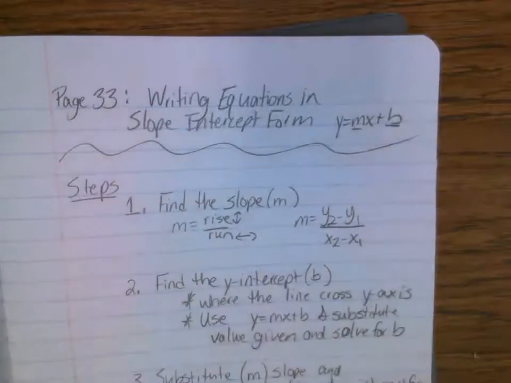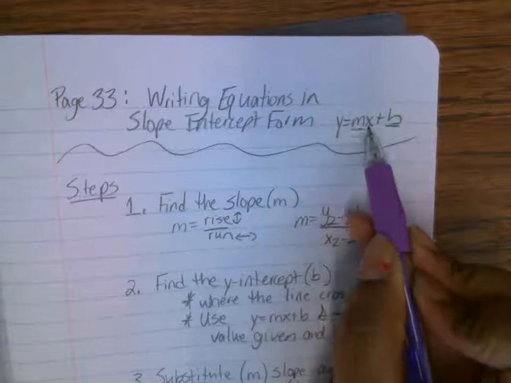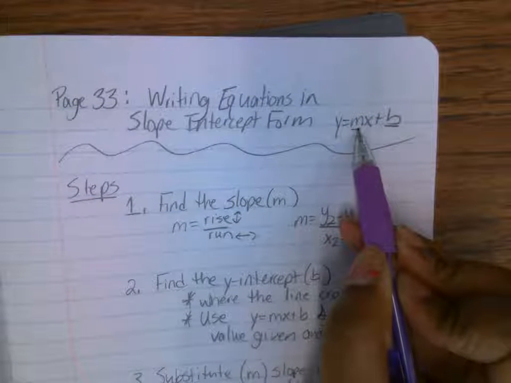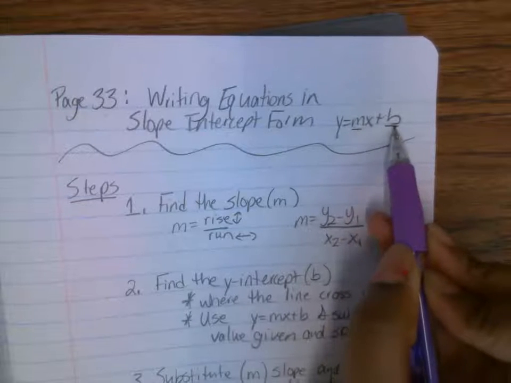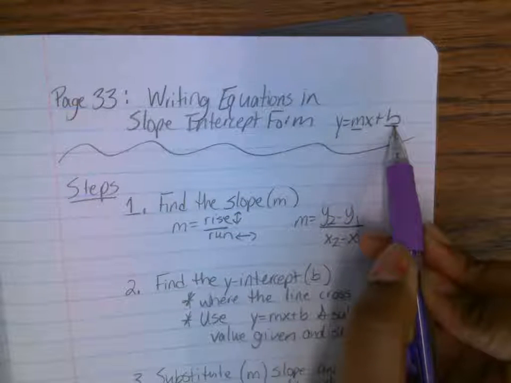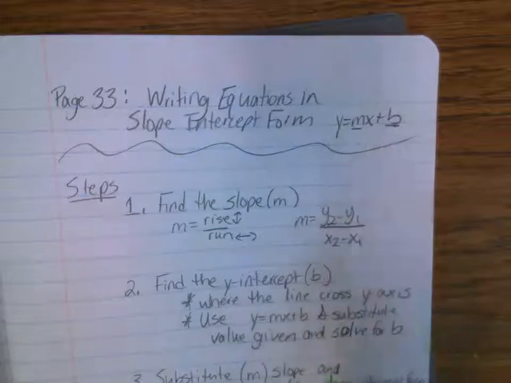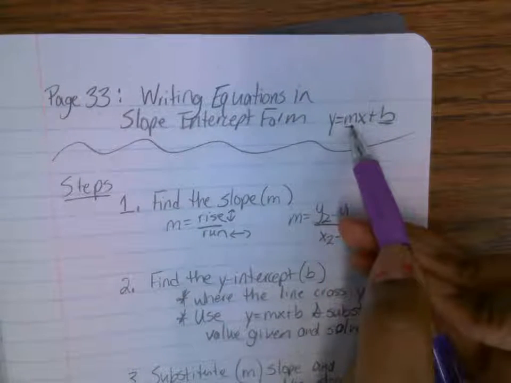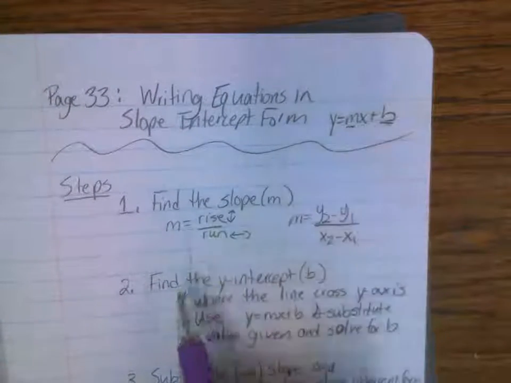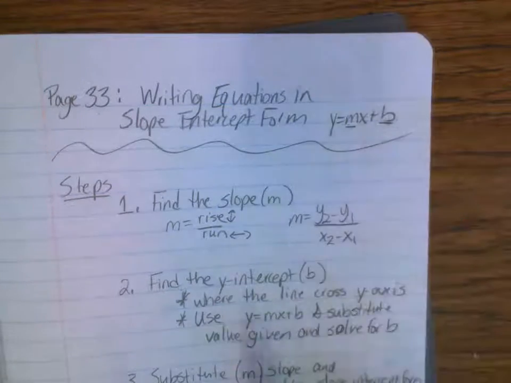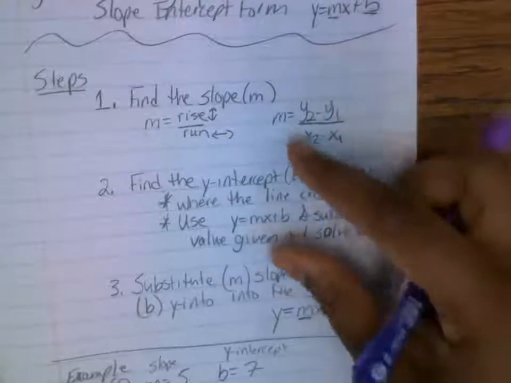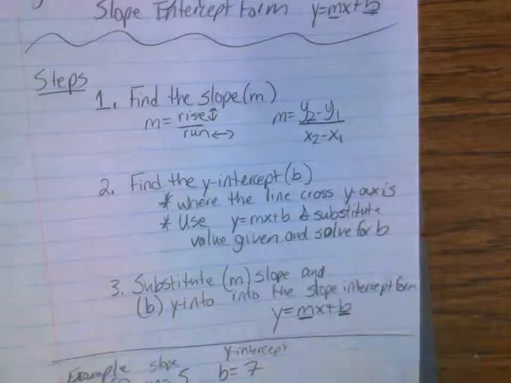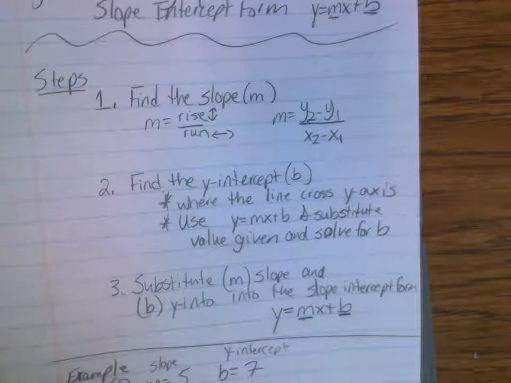And slope-intercept form looks like this. y equals mx plus b, where m represents the slope, which is a number, and b is a number that represents the y-intercept, okay? All right, so in order to write an equation, you have to first find m, then you have to find b, and then you have to substitute m and b into y equals mx plus b. So it's very simple, 3 steps. Find m, find b, then substitute those values into y equals mx plus b.